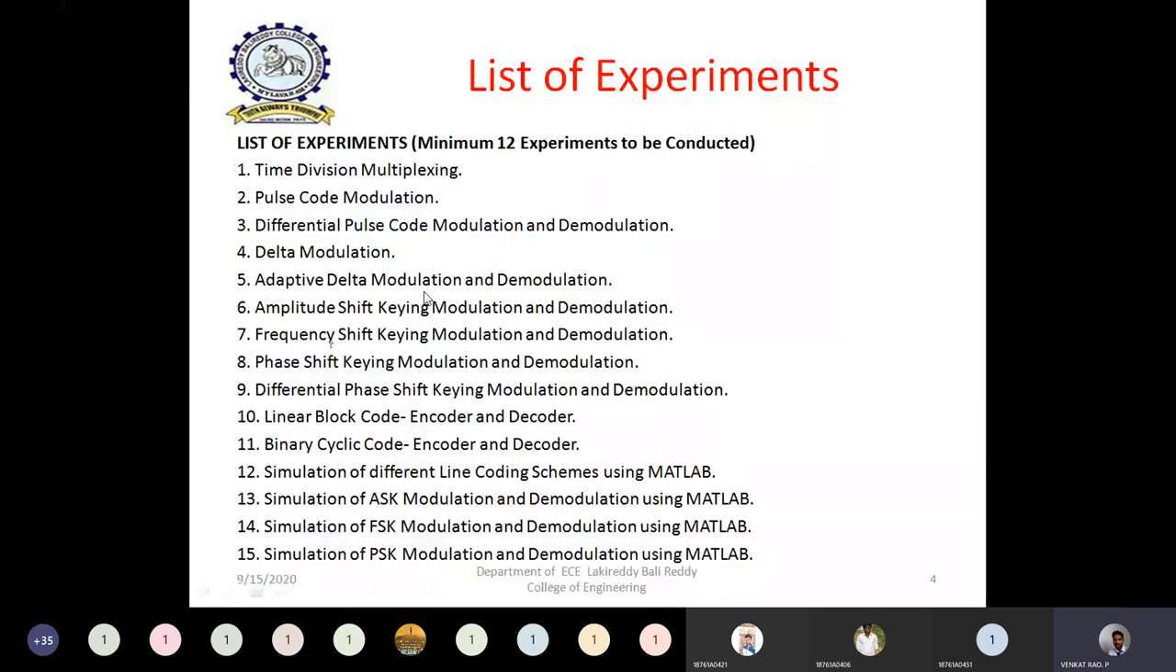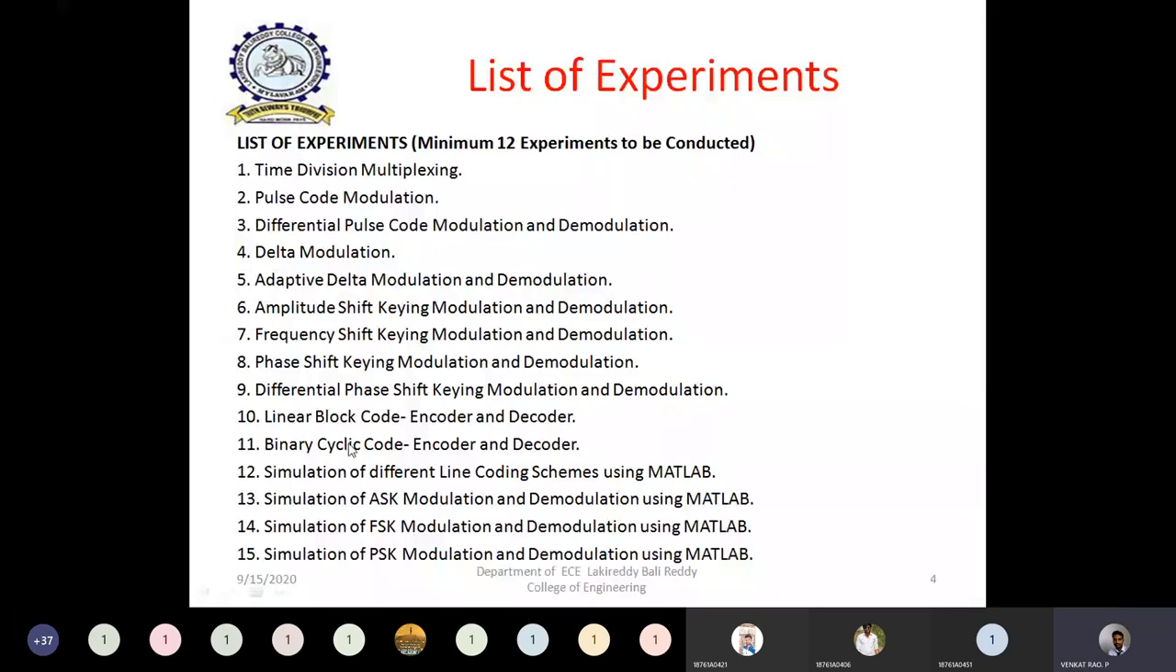Coming to the list of experiments, this we already know. We have a total of 15 experiments, out of which a minimum of 12 must be conducted during the lab course. So we will selectively conduct at least 12 experiments from this list of 15. Of course, if we have time at the end of the lab course, we will do the remaining experiments also. As of now, we'll start with time division multiplexing and then pulse code modulation. The third experiment will be delta modulation, and so on.